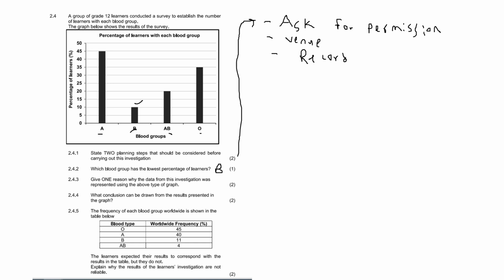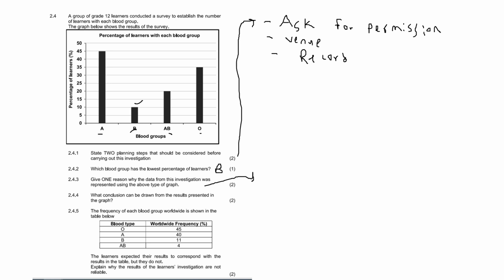Give one reason why the data from this investigation was shown using the above graph. Remember, we are doing different blood groups, so whenever you're doing different blood groups, it's always good to use separate data. You can't use a line graph, because a line graph will make it difficult to spot which blood group is what. So mostly use a bar graph if you're using different things like different blood groups or different ages. The reason why I'm using a bar graph is because in the study we are investigating different blood groups. That should be your answer.